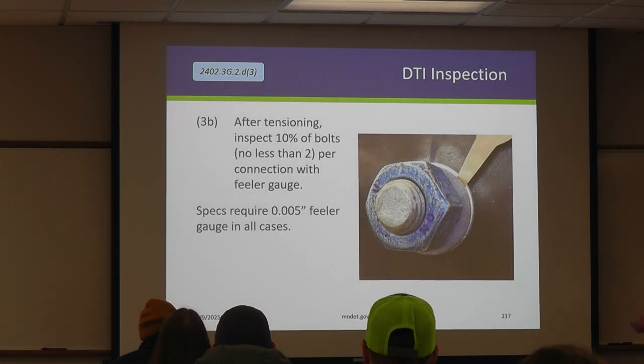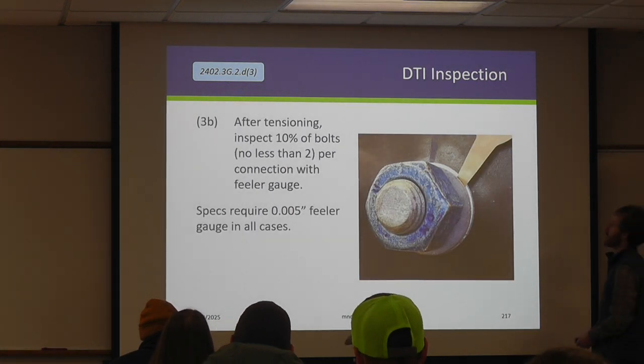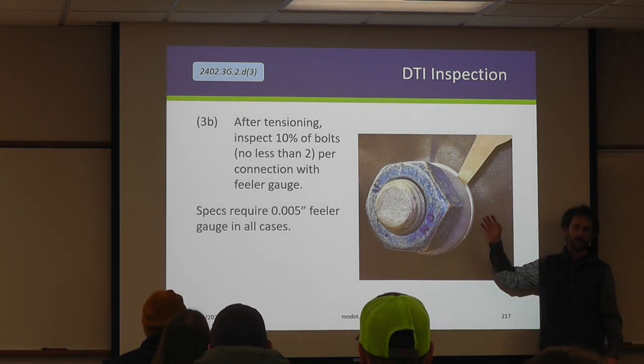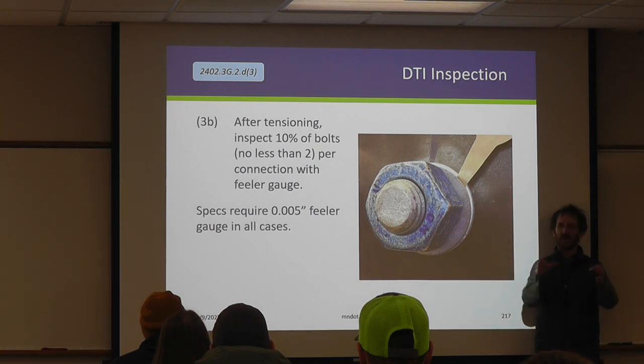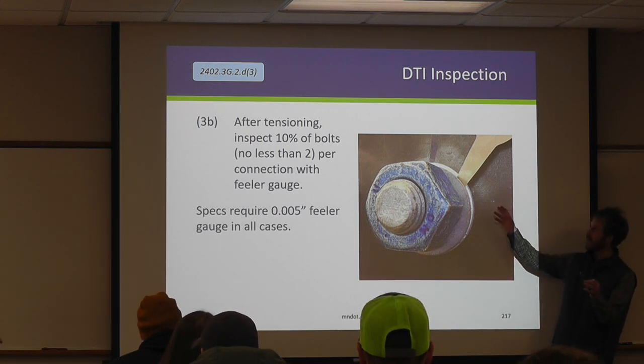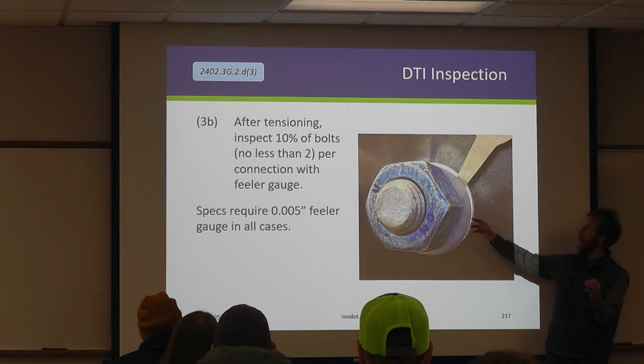Once you fully tension, you verify the snugging. You're going to start by inspecting 10% of the bolts with the feeler gauge. They should think about the 10% based on the area of the splice, just like the pinning and bolting when we're doing the erection, right? So the top flange is going to have its own 10% compared to the bottom flange compared to the web. You're going to insert that feeler gauge, always using the 005.